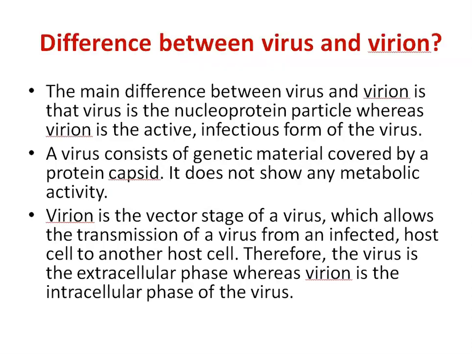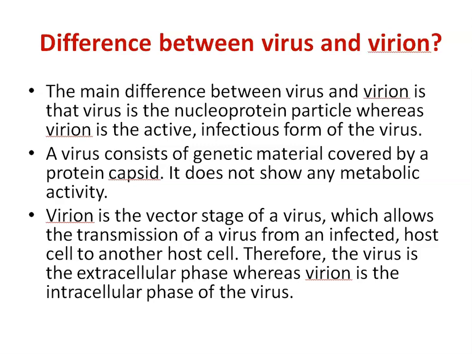Now I'm using the words virion and virus again and again. Now what is the difference between these two terms, virus and virion? The main difference between virus and virion is that a virus is the nucleoprotein particle, whereas a virion is the active infectious form of the virus. It means that a virus particle outside a cell is inactive, right? When it enters a cell and becomes active, replicating, we use the term virus particle or virion.